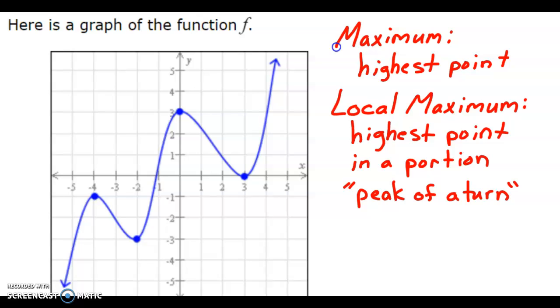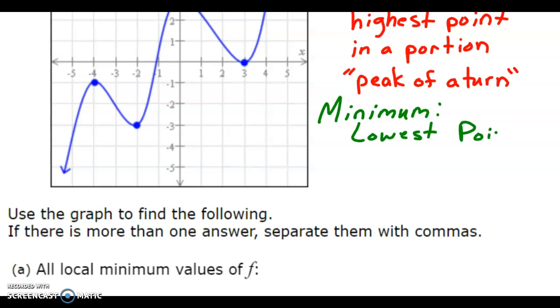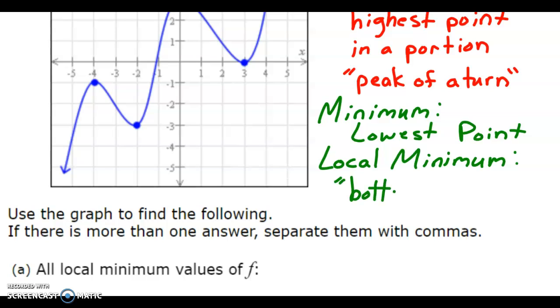So then minimum and local minimum are the same thing. Okay? So then a minimum, speaking generally, if the maximum is the highest point, what's the minimum? Lowest point. Local minimum, and I'm going to try to squeeze this in here, that'd be like the bottom of a turn.